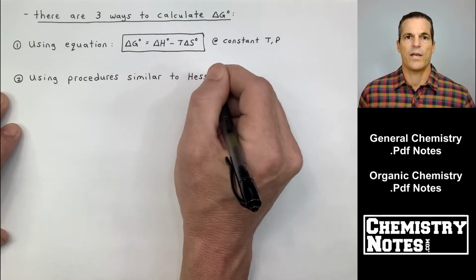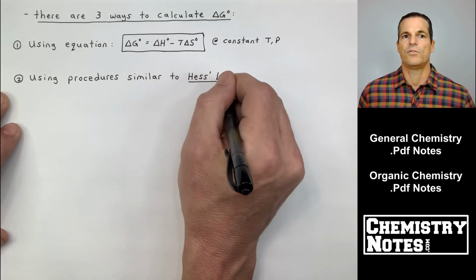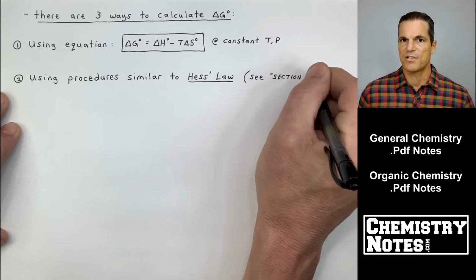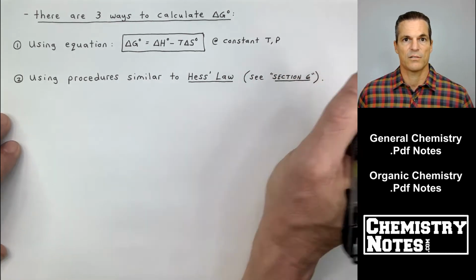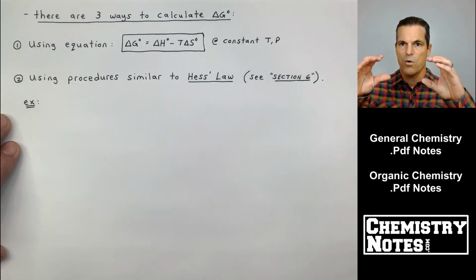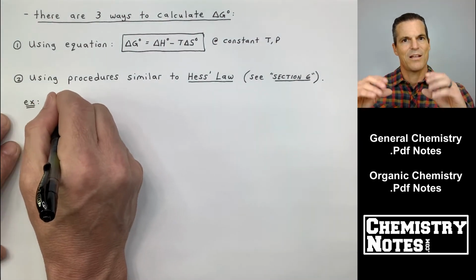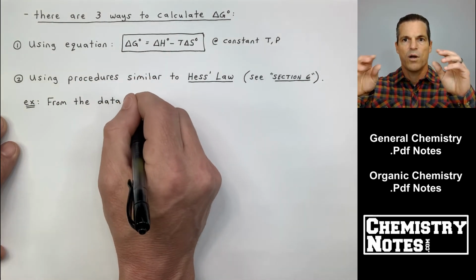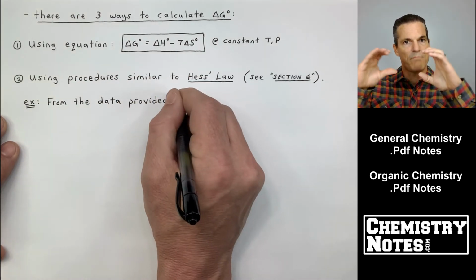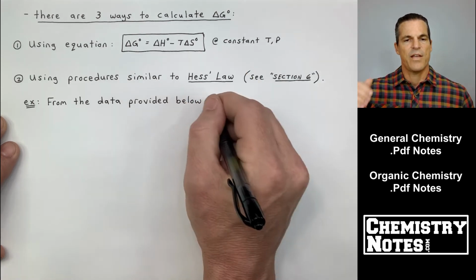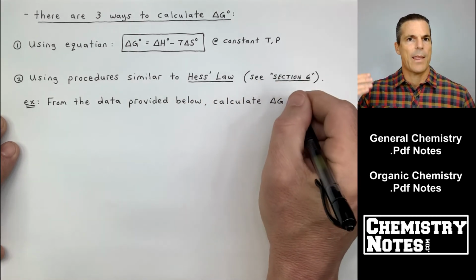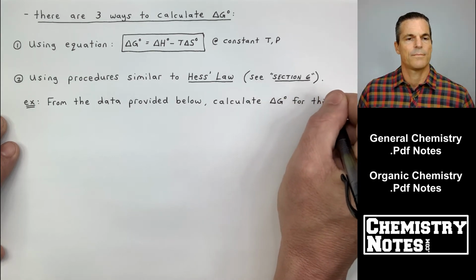So the second way to calculate delta G is using procedures similar to Hess's law back in section 6 when we calculated delta H. That's when they give you an equation that you're trying to make, and then they give you maybe 2 or 3 or even 4 different equations that you need to use in order to make the equation you want. And you add up all the individual delta H's. Same thing here, but you add up all the individual delta G's.